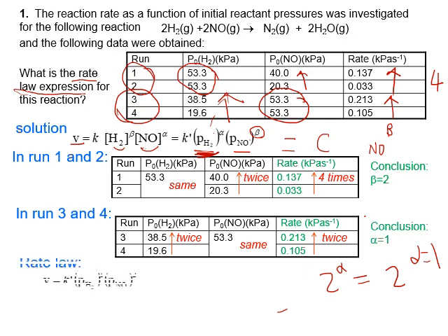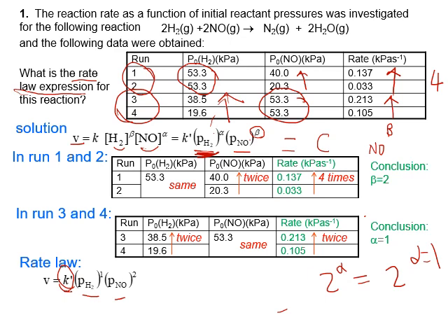And therefore, the rate law should be written as a constant times the partial pressure of hydrogen to the first power, times the nitrogen oxide partial pressure to the second order. Now we need to find this constant, the rate constant.